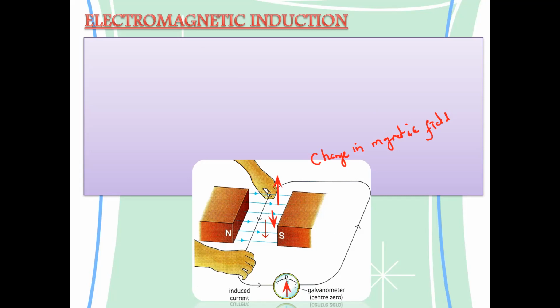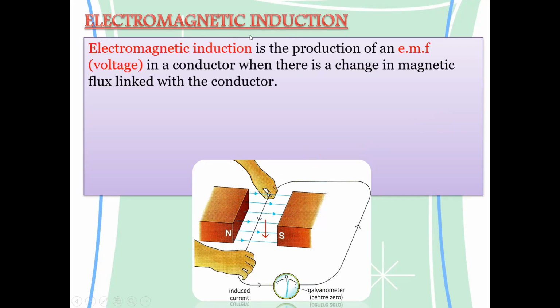So when we move the wire either up or down, what do we observe? We observe the needle will deflect either towards the right hand side or the left hand side. So the definition of electromagnetic induction: whenever there is a change in the magnetic field, it will produce EMF or voltage. Without any supply, without any battery, the charges start to move because there is a change in magnetic field, and that causes a deflection in the galvanometer, or it can be an ammeter or voltmeter.